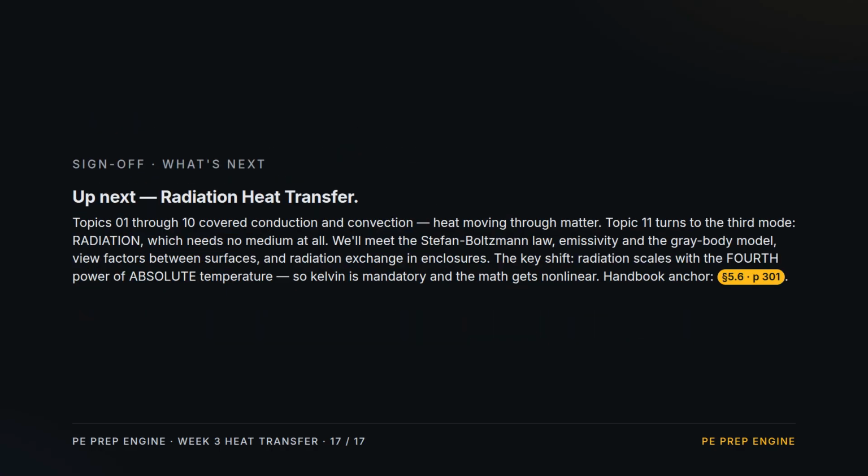Up next, Topic 11, Radiation Heat Transfer. Topics 1 through 10 covered conduction and convection, heat through matter. Topic 11 turns to the third mode, radiation, which needs no medium. We'll meet the Stefan-Boltzmann law, emissivity and the gray body model, view factors, and radiation exchange in enclosures. The key shift: radiation scales with the fourth power of absolute temperature, so Kelvin is mandatory and the math turns nonlinear. See you in Topic 11.